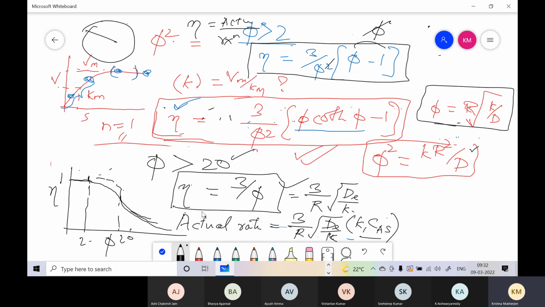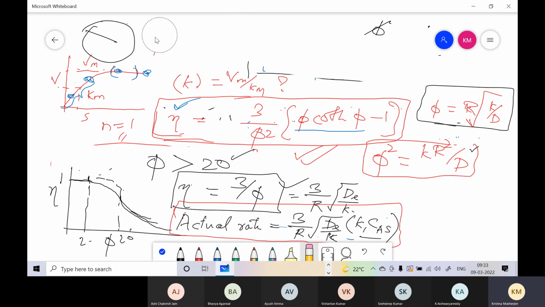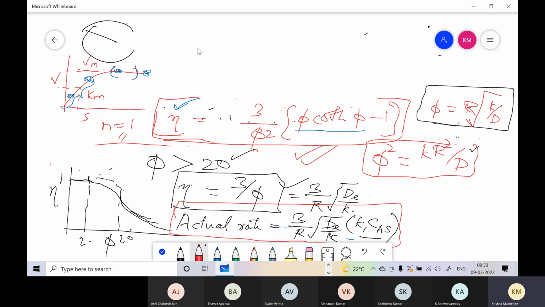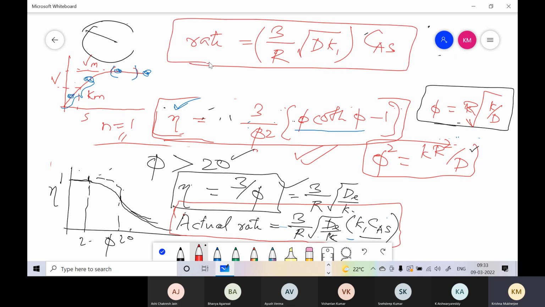So with this, the actual reaction rate is equal to what? Can you simplify this expression here? So the actual reaction rate now becomes, for high levels of diffusion, 3 by R, and K cancel out, so we get root dK1 into, of course I'll put this in brackets, into CAS. This is the reaction rate when very high levels of internal diffusion are operating.